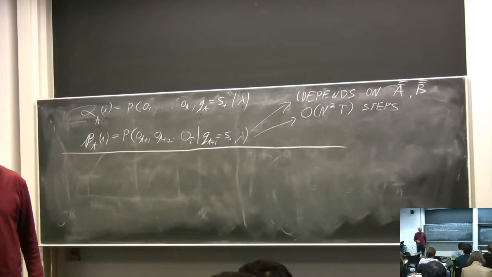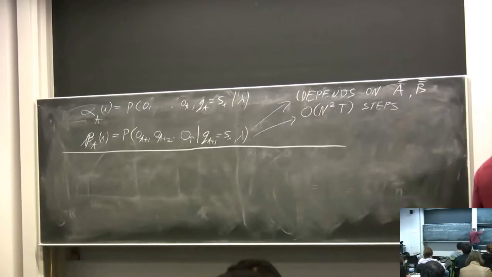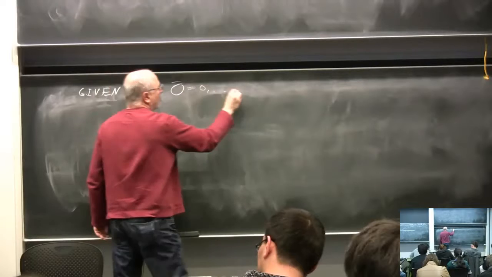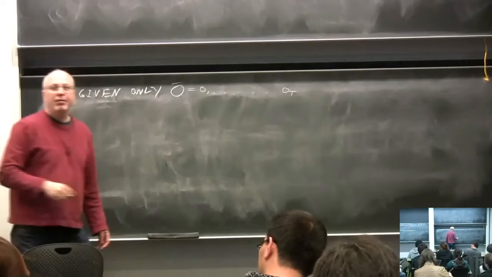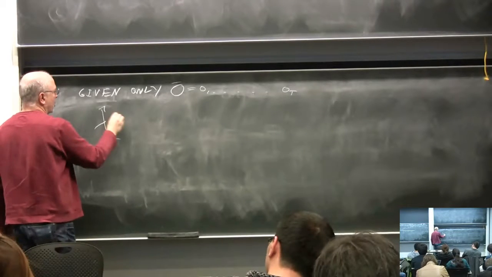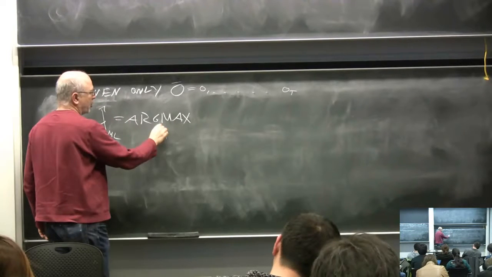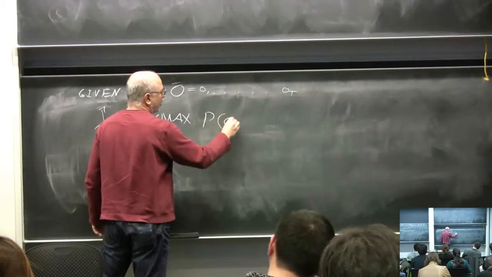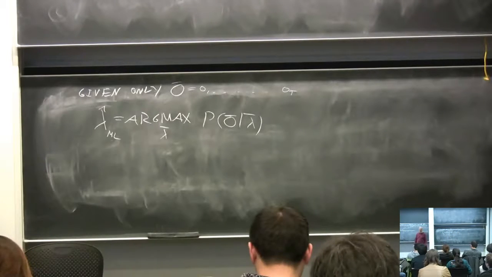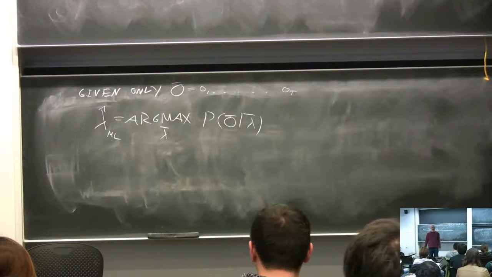Now we're going to the third problem. The third problem is the learning problem. The learning problem says that given only big O, some long set of observations, find the set of parameters that maximizes, over all possible parameters, the probability of the data given the parameters. So this is the standard maximum likelihood framework. Given the data, adjust the parameters to maximize the likelihood function.